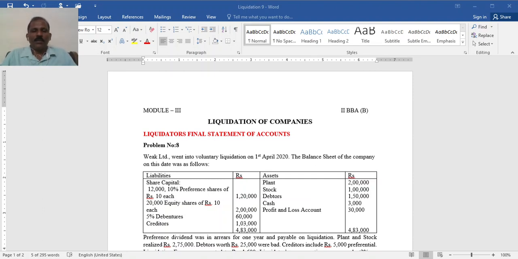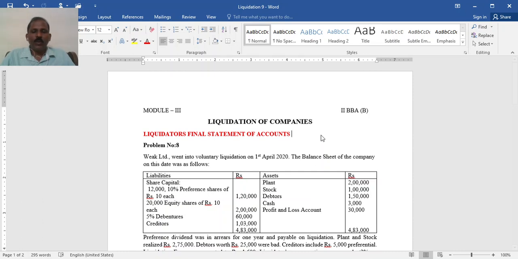This session is on preparation of liquidator's final statement of account. In this session, we shall solve one problem wherein there is a surplus available, which you want to repay to the shareholders. Let me go through the problem.